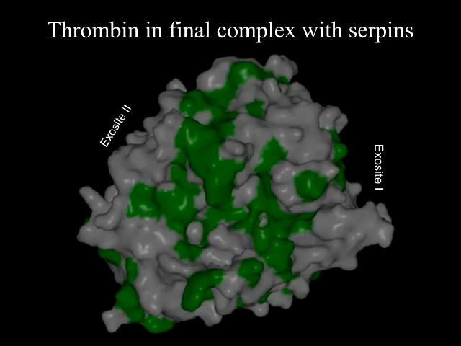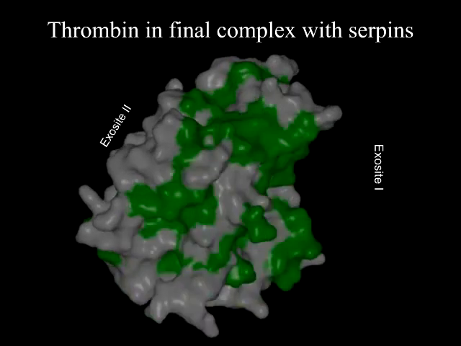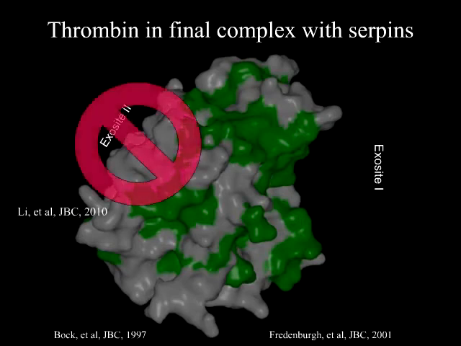Now, I did make a model of thrombin based on the structure of the final serpin-protease complex that I showed you a second ago. And that's the part of the structure that disappears. So exosite 1 essentially disappears. It becomes conformationally disordered. In fact, there were two papers, one that came out before our structure and one that came out afterwards, that showed that exosite 1 is functionally disordered and destroyed when inhibited by serpins. And then in 2010, we also showed that exosite 2 is also functionally disordered and destroyed in complex with serpins.